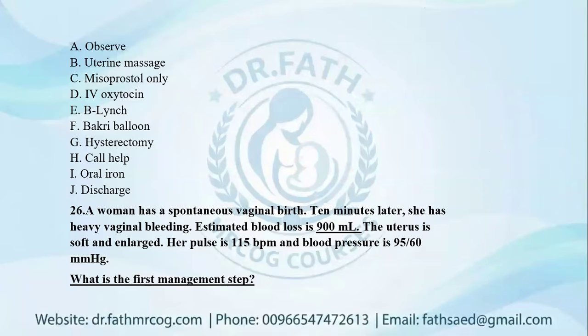You have PPH, and the patient bled 900 ml. The pulse rate is increasing, and she's hypotensive. That means the patient is not okay. She had vaginal bleeding, which means she has an atonic uterus. Then what will you do?